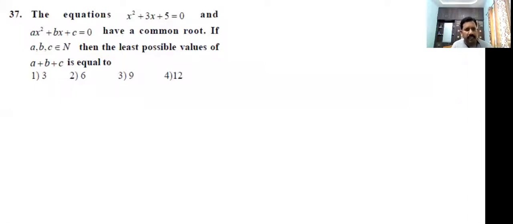Previous class completed level 2 up to 36 problems in quadratic equations. Now, 37th question.